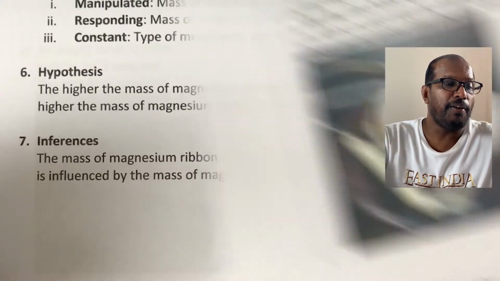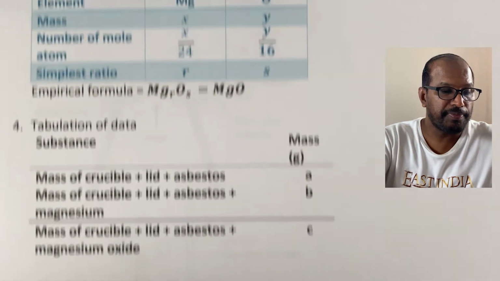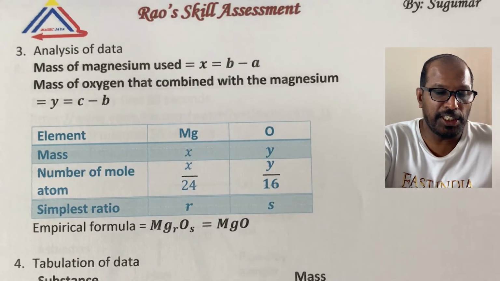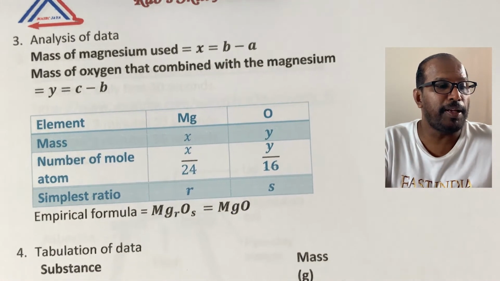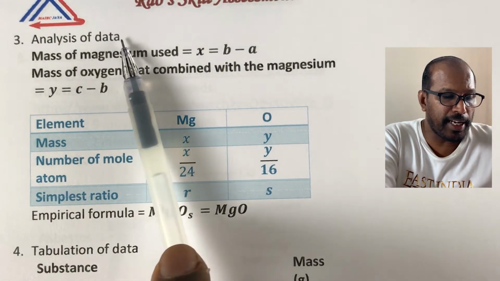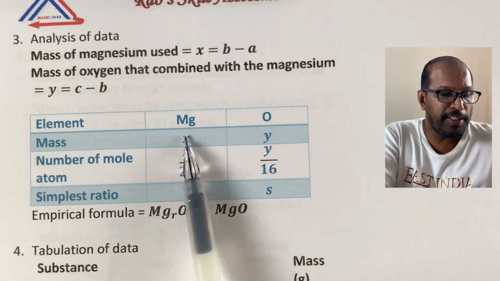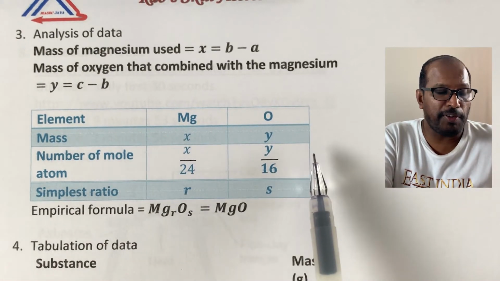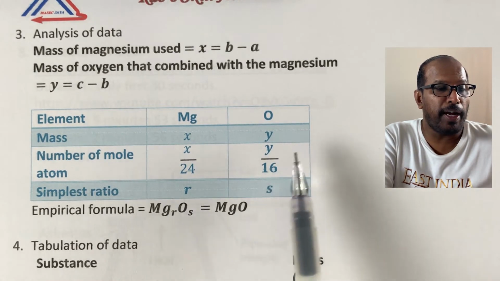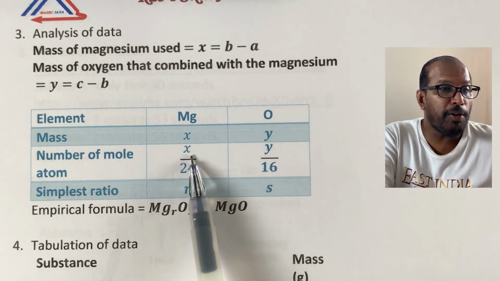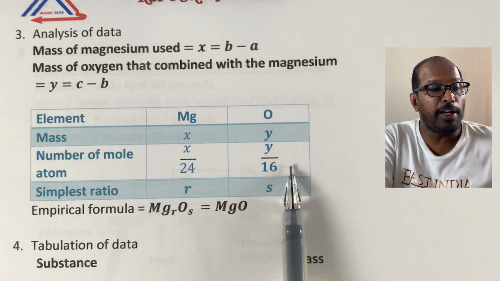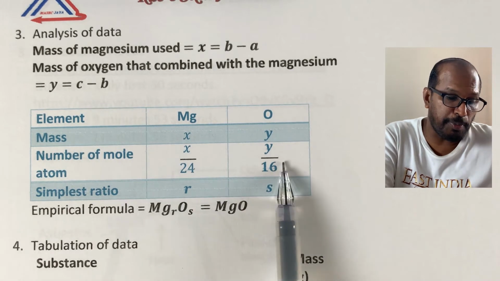Now, next, we are going on to the analysis of data, to achieve the aim of the experiment, the empirical formula. What you require in the analysis of data is, let's say the mass of magnesium is X and the mass of oxygen is Y, then the number of moles of atoms is X over 24 and Y over 16. Definitely we cannot write the answer as 1 and 1 here, because the values of X and Y are unknown in the alternative to practical.